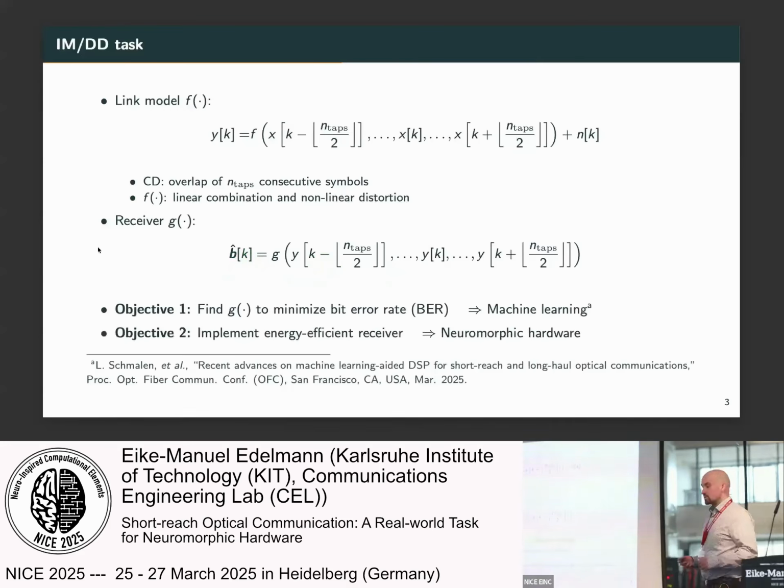So we have two objectives. First, the communication engineering objective. We need to find a function g which minimizes the bit error ratio, so the number of bits that are wrong should be minimal. And the second one, it should be energy efficient. So no communication operator wants to build a receiver which consumes 100 watts of energy. It should be small scale, it should be energy efficient, so it will fit into your pocket or into your server rack.